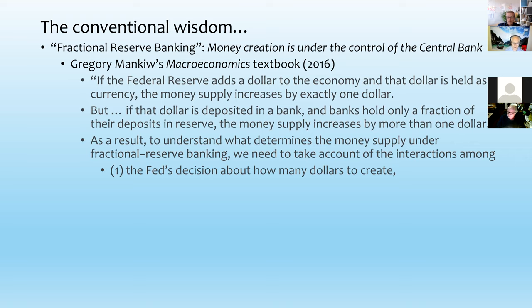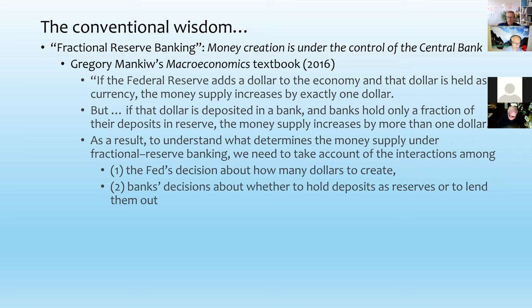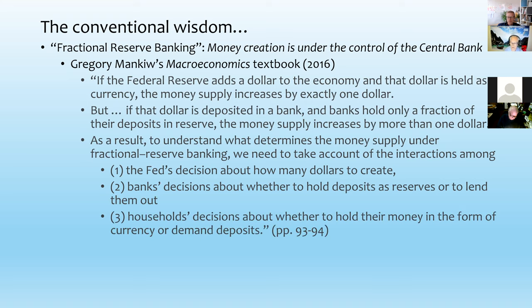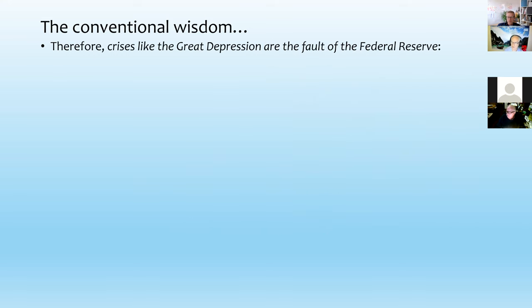you've got to take account of the Fed's decision about how many dollars to create. So that's the government deciding how much money to create. Banks deciding whether to hold those as reserves or lend them out. And there's the idea of lending from reserves. And households deciding whether to hold their money in terms of cash or demand deposits. So the whole responsibility there falls upon the Federal Reserve. It blames the central banks.